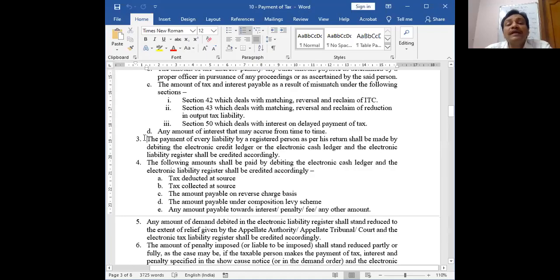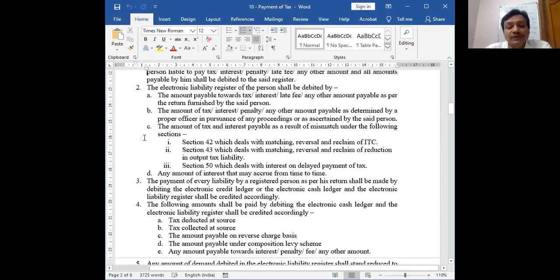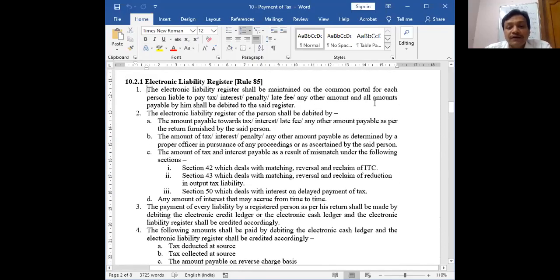Now, how do you clear this debit balance of the electronic liability register? We have only two options. Whatever is the amount payable, that will be debited in this electronic liability register. Now, how do you clear this? There are only two accounts to clear: electronic cash ledger or electronic credit ledger. There are only two things which can clear your GST liabilities. Either you will clear that liability through ITC or through cash. So this is the point which is written in point 3.